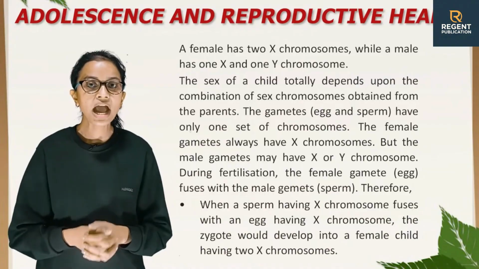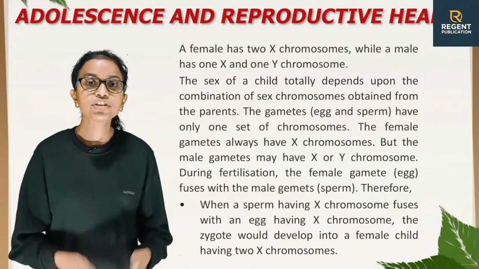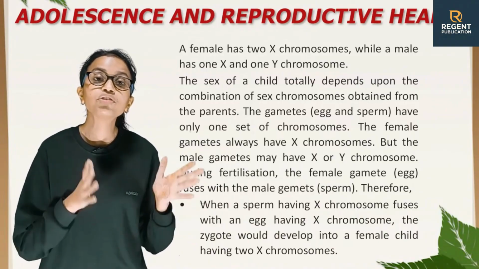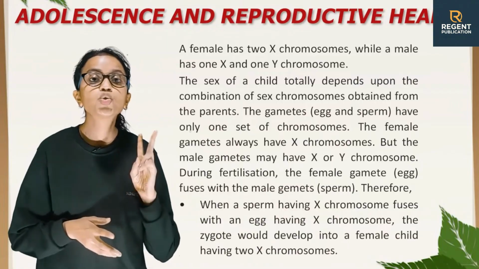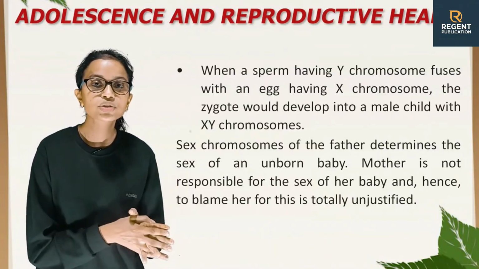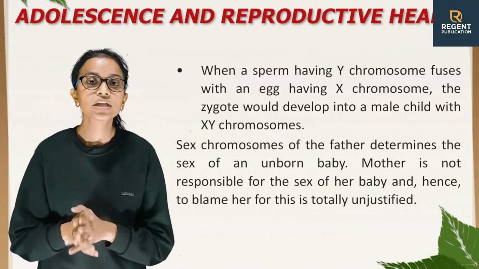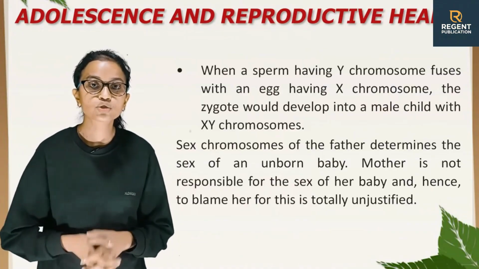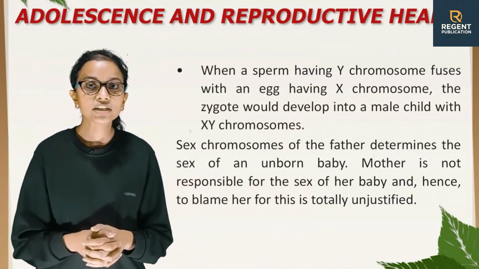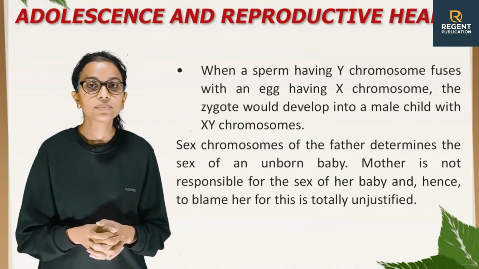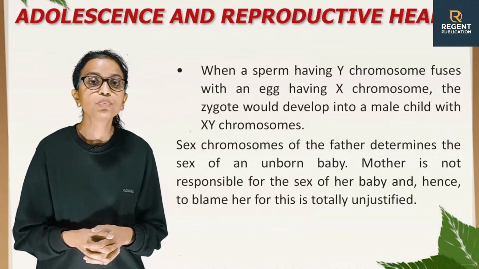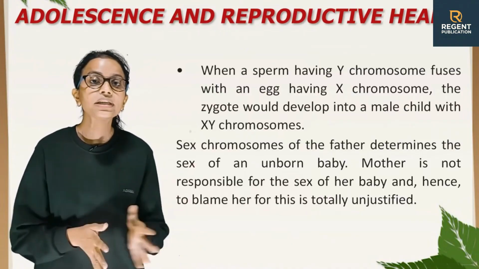Therefore, when a sperm having an X chromosome fuses with an egg having an X chromosome, the zygote would develop into a female child having 2 X chromosomes. When a sperm having a Y chromosome fuses with an egg having an X chromosome, the zygote would develop into a male child with XY chromosomes. Sex chromosomes of the father determine the sex of an unborn baby. Mother is not responsible for the sex of her baby, and hence to blame her for this is totally unjustified.